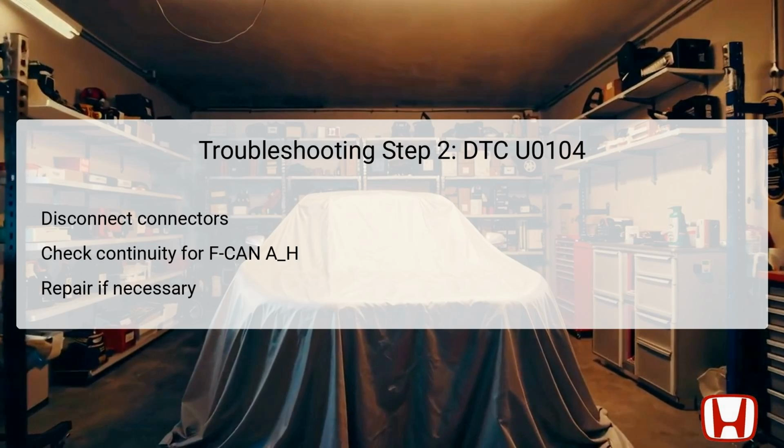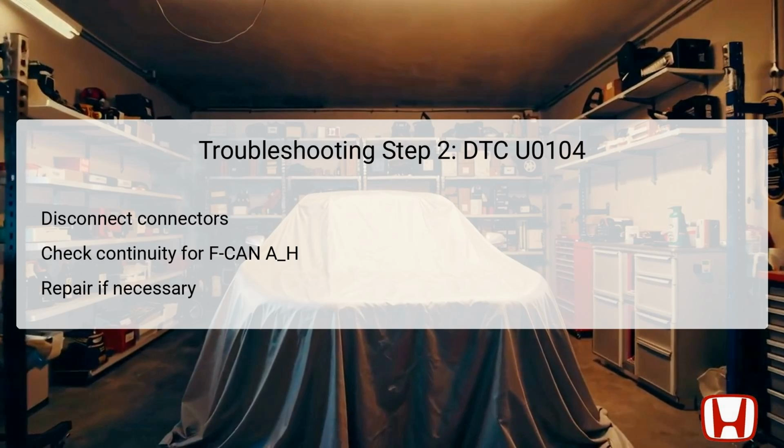In the second step of troubleshooting DTC U0104, focus on checking the FCAN AH line for open wiring. Begin by turning the vehicle to the off or lock mode and disconnect the 20P connector from the multi-purpose camera unit and the 58P connector from the TCM. This disconnection is essential, as it allows for an accurate continuity check without interference from other systems.